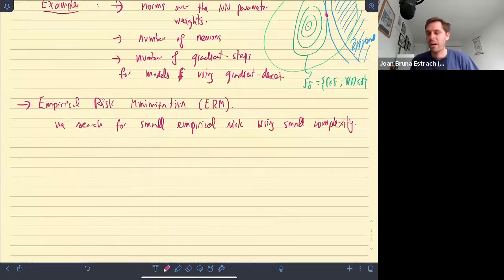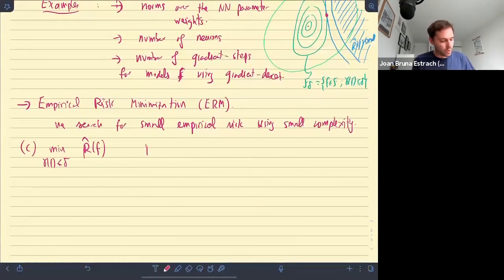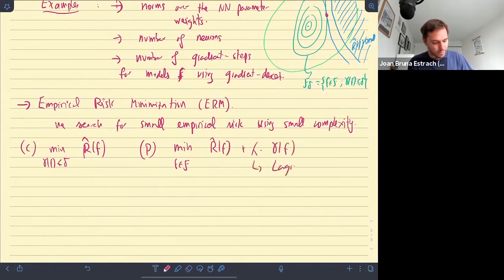This can be articulated using different programs. You can think about what we call the constraint form, which just looks for hypotheses in this ball of the empirical risk, so you try to minimize empirical risk over this constraint set. Of course, you can turn this into, I believe Sebastián described a little bit about Lagrange multipliers on Tuesday, a penalized form by introducing a Lagrange multiplier.